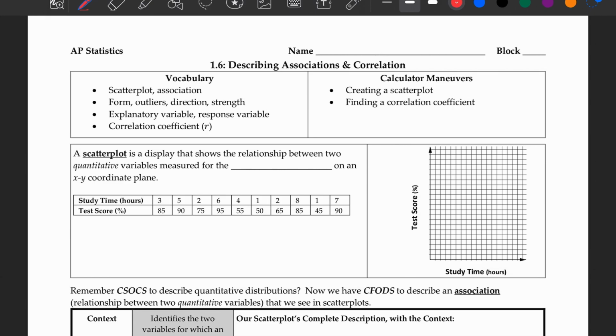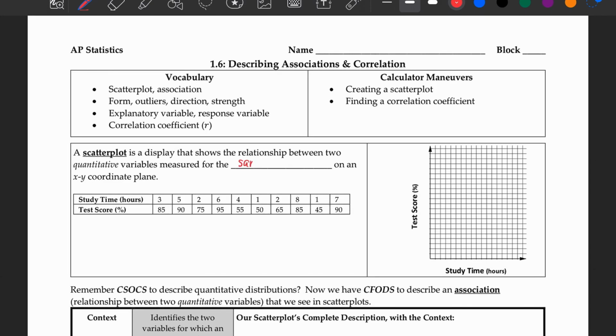So we're going to start out with making a scatter plot. A scatter plot is a display that shows the relationship between two quantitative variables measured for the same subjects. Really important that we're talking about the same subjects and grabbing two different variables about that subject. So for example here, what we have is the study time in hours for some students and the test score in percent for that same student. And so we're going to make a scatter plot by hand.